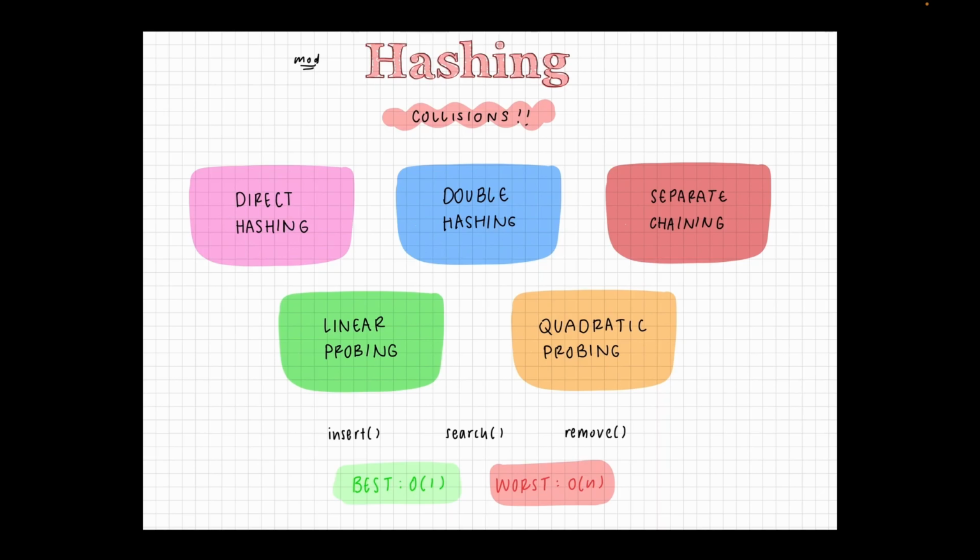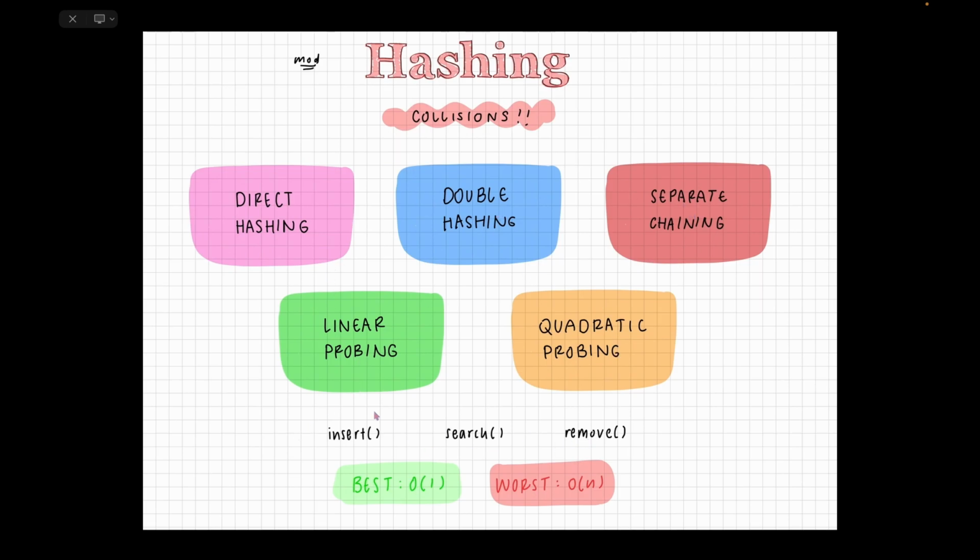Hashing is a data structure that uses a hash table, which is just an array, to store and retrieve a key value pair. This is the data, and it does this by using a mathematical function. Now, there are many different hashing techniques because of collisions, and I'll talk more about collisions when we get there, but in this video, I'll only be talking about mod hashing, and these are the different types: direct hashing, double hashing, separate chaining, linear probing, and quadratic probing.